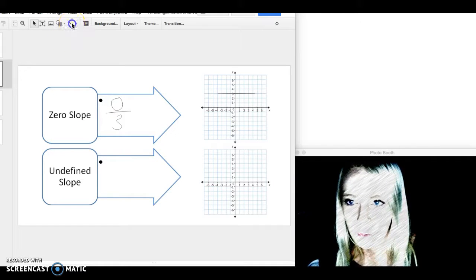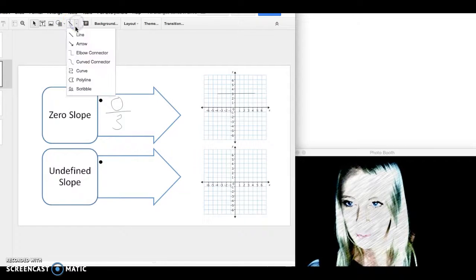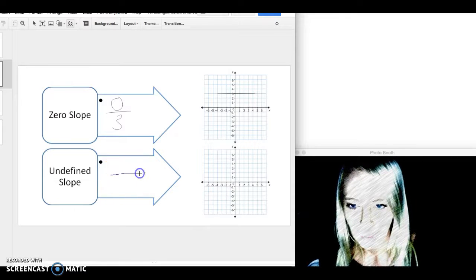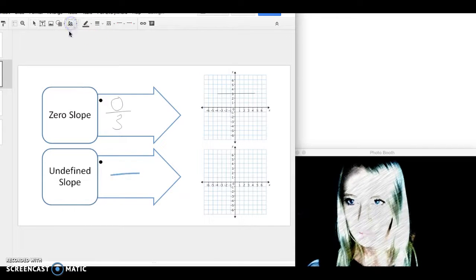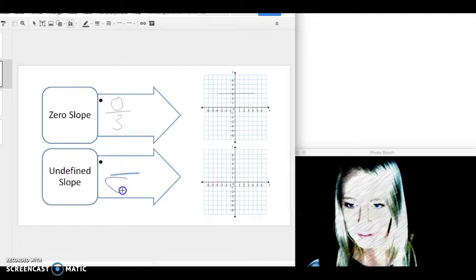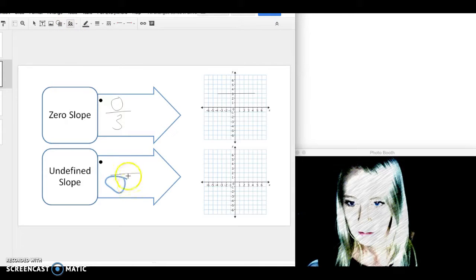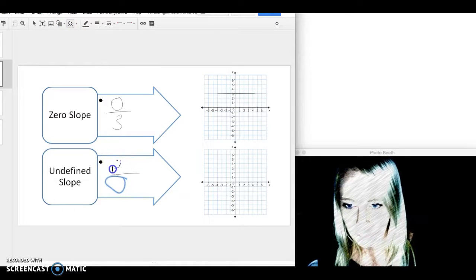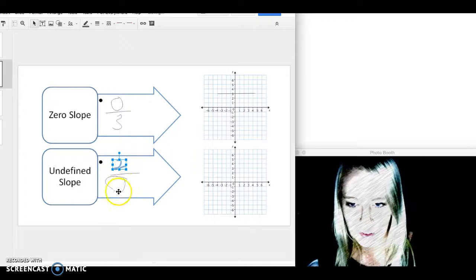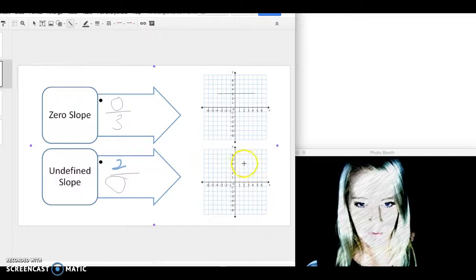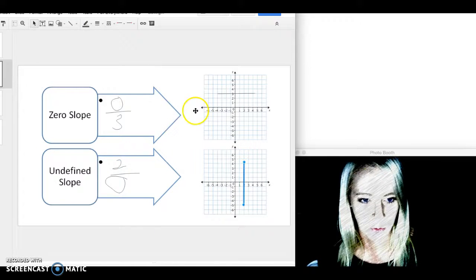Okay, so on your graphic organizer, let's talk about undefined slope. An undefined slope is any slope where 0 is in the denominator, because, as we've experimented in the past, you cannot divide by 0. It is undefined. So in this example, if my slope is 2 over 0, again, any slope with 0 in the bottom is going to create a vertical line, which is an undefined slope. So in this case, my slope is undefined at 2.